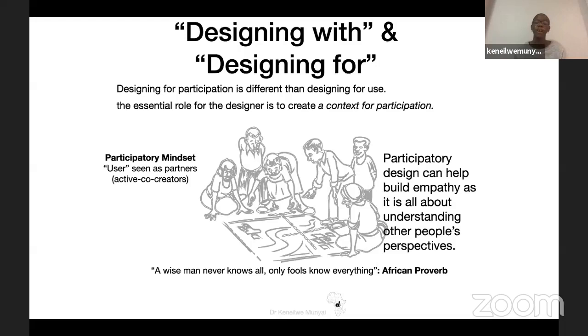And then designing for is the traditional or typical approach, where a team might be working in a studio somewhere. But even if they are working in a studio somewhere, the approach forces you to actually go out and engage with the people involved. So in the designing with, it means that you're actually going into the community to co-create with the communities to develop a solution. And designing for, on the other hand, just means that as a team, you can be based in a studio somewhere, but you still need to go out and test your ideas with the people that you're designing for.